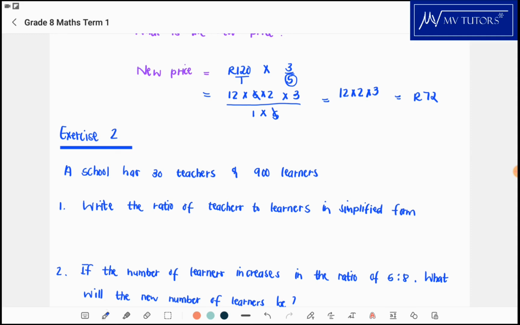So, and you use a different colored pen. Initially, we have 30 teachers to 900 learners. So now I need to find what the highest common factor is. Remember? Highest common factor. So what are the factors of 30? Ooh, this is going to be squeezed. We have 1 and 30. We have 2 and 15. We have 3 and 10. 4, no. 5 and 6. Okay, so 7, 8, 9, no. So those are the factors of 30.